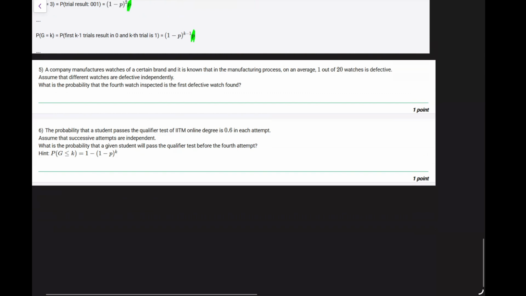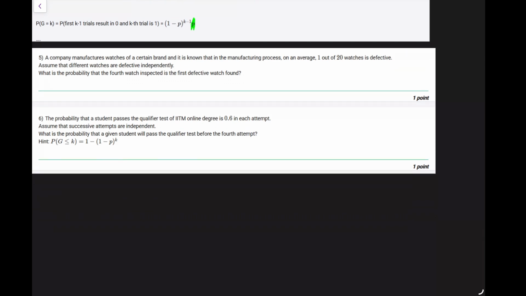Let's solve the problem to get a good grasp. So you have question number 5. A company manufactures watches of a certain brand, and it is known that in a manufacturing process, on an average, 1 out of 20 watches is defective. Assume that different watches are defective independently. What is the probability that the fourth watch inspected is the first defective watch found? Very, very tricky question.